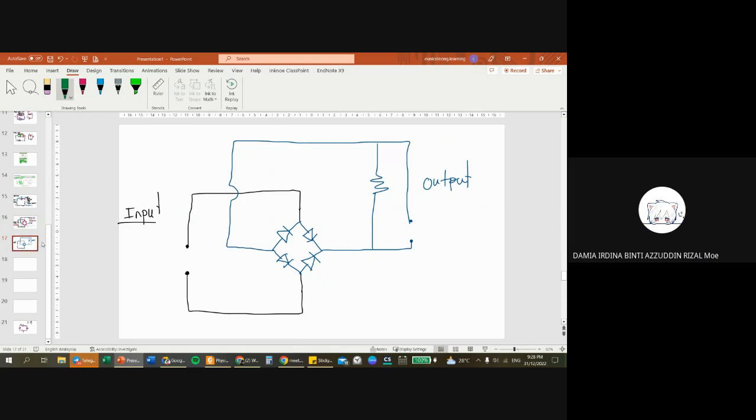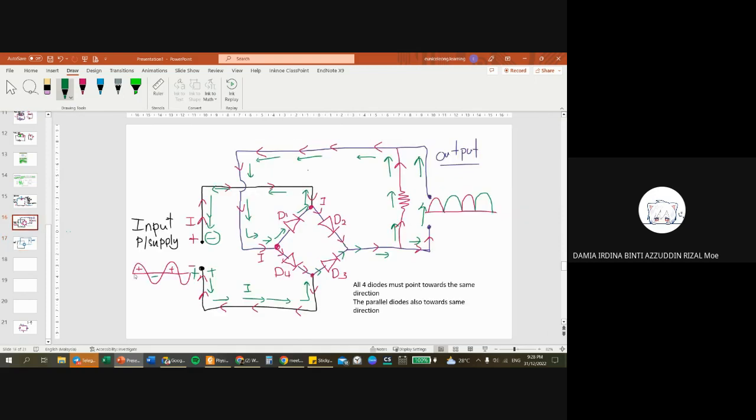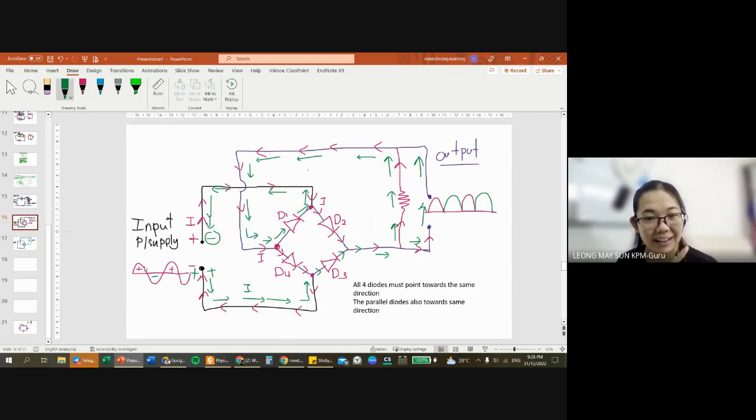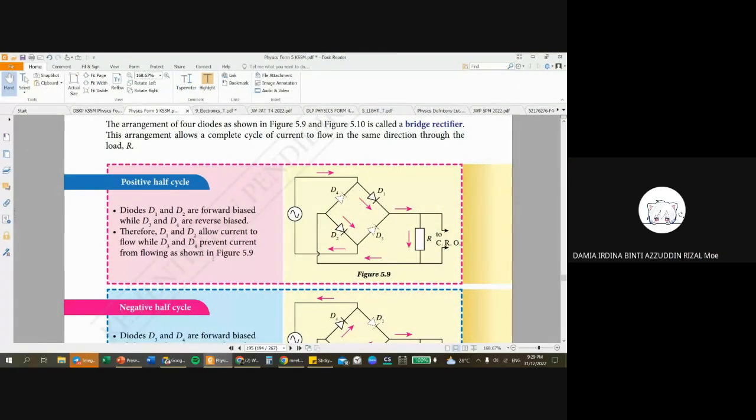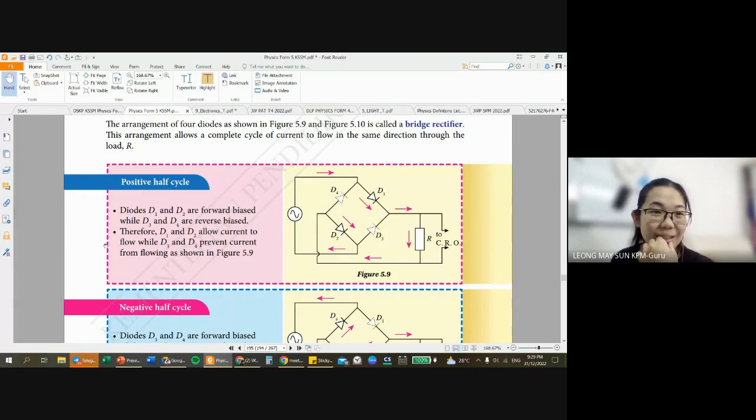Teacher, wait, again, is it the purple line first, right, teacher? Then the green one just now. Okay, let's look at your textbook. The textbook is easier. No, it's okay, don't worry. As long as you understand.